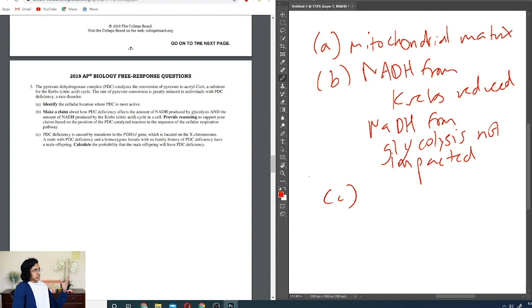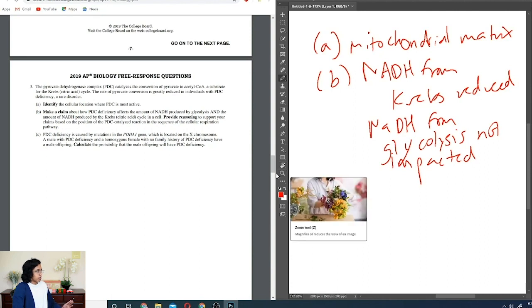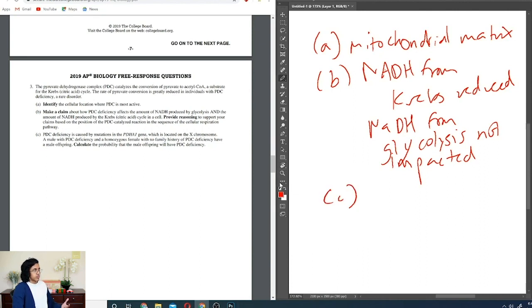PDC deficiency is caused by mutation in the PDHA1 gene, which is located on the X chromosome. A male with PDC deficiency and a homozygous female with no family history of PDC deficiency have a male offspring. So basically, if the female had no family history, then she's probably homozygous, the normal stuff, right? And then I'm assuming it's recessive, right? Wait, how do I know if it's recessive or not? Oh, it doesn't even matter. Okay, anyways, it doesn't matter.